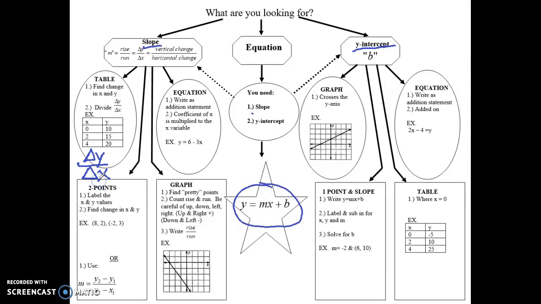We'll look at the y side and we'll see, hey, they're counting by 5s. So the change in y is 5. On the x side, they're counting by 2s. The slope is 5 divided by 2, which is 5/2.